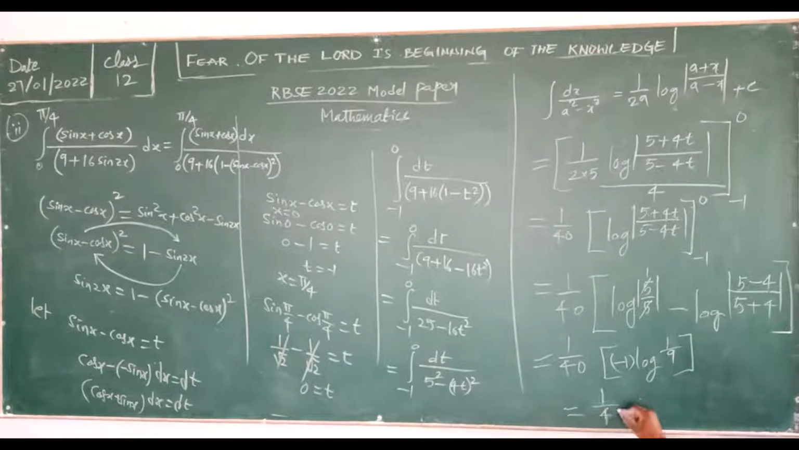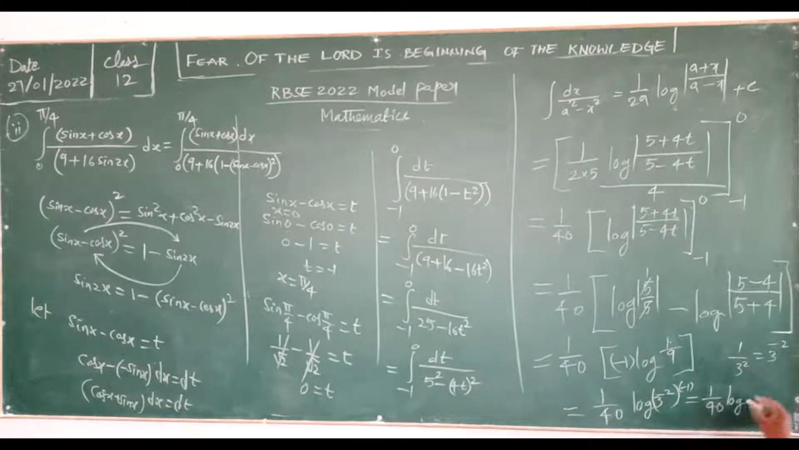So what I'm going to do, you just check now. 1 upon 40. Now this is log of 1 upon 9, which means 1 upon 3 square. 1 upon 3 square we will write as 3 power minus 2. Log of 3 power minus 2, whole power minus 1. So now at last, 1 upon 40 log of minus into minus plus. So log of 3 square. Still, if you want, you can write 1 upon 40 log 9, or you can simplify this and you get 1 upon 20 log 3.